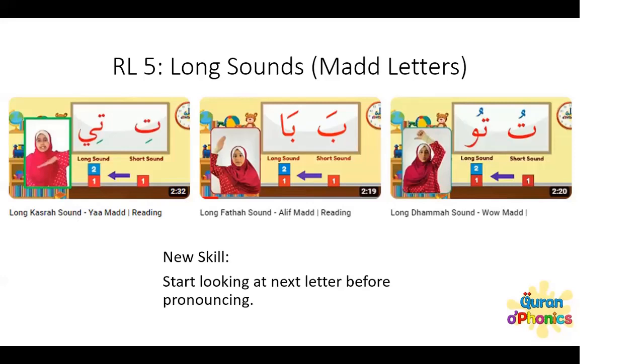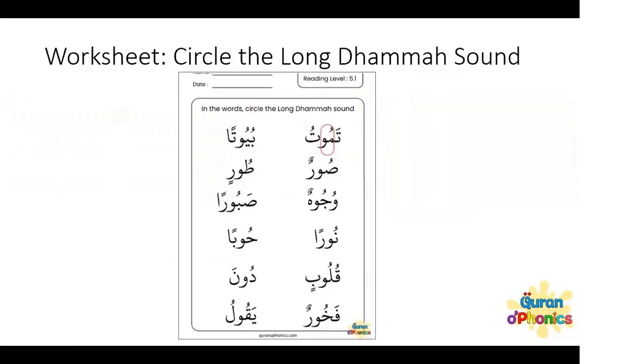Now, from reading level 5, the child needs this new skill where they have to look at the letter after the alphabet and then decide how they need to pronounce it. So they can't just see ta, dhamma and say tu. They have to pause. They have to look and see what's the next letter. If it's wow, then they have to stretch the sound of the dhamma. So it's not just tu, you have to look at the next letter and pronounce it as tu with two stretches. So from reading level 5, this skill the child needs to master.